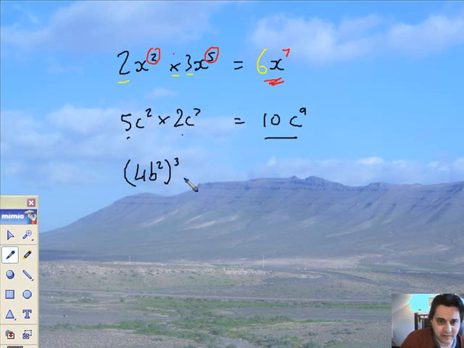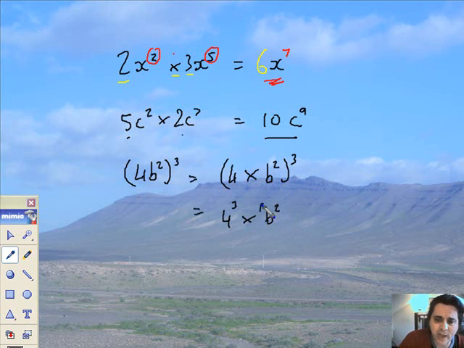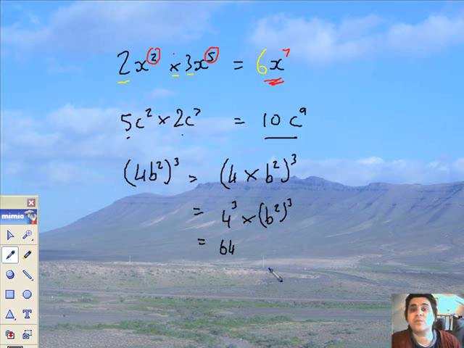And then to the power of 3. Everybody inside the bracket gets the power of 3. Let me decode it for you. That means 4 times b squared. Everybody gets cubed. That means 4 cubed, and it means b squared that's being cubed. Well, 4 cubed is 64, because 4 times 4 times 4 is 64. And the b squared cubed, remember, you multiply the 2 and the 3, b to the power of 6.